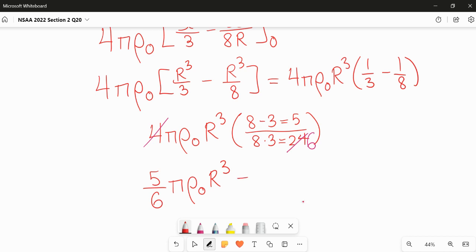So this is the total mass, 5 over 6 pi rho naught r cubed. So if you check the selection, this is B. So the answer is B, 5 over 6 pi rho naught r cubed. Now I just want to have a think about this answer. This isn't needed for the question, but it's good to build some intuition as to what's happening here.